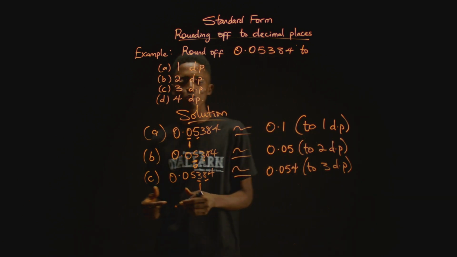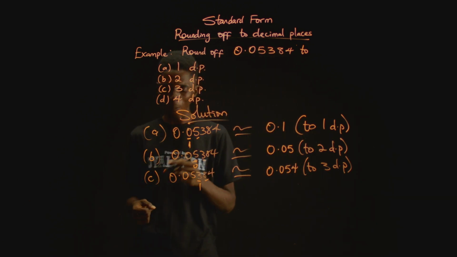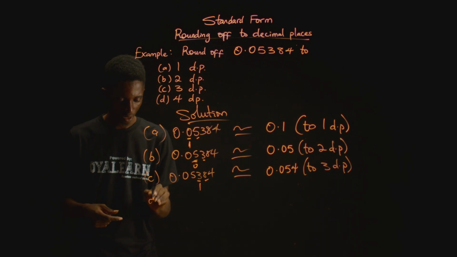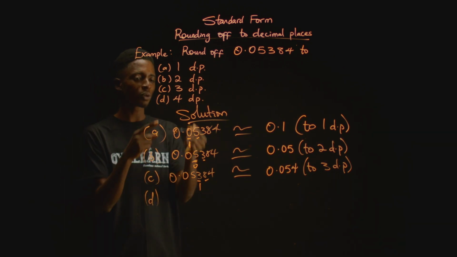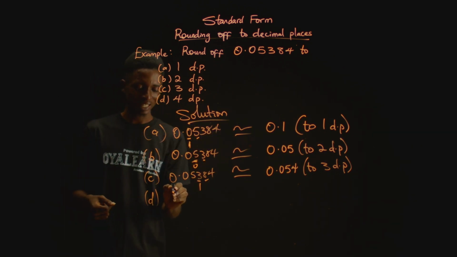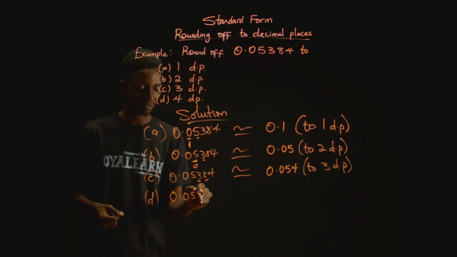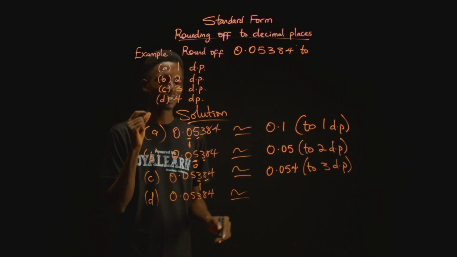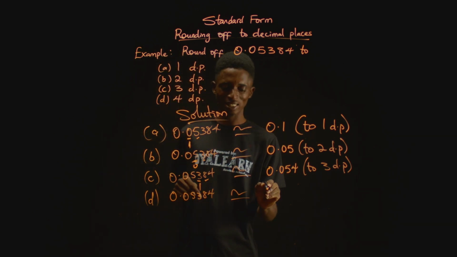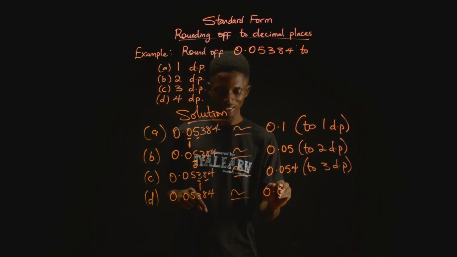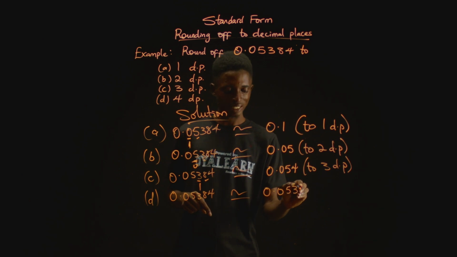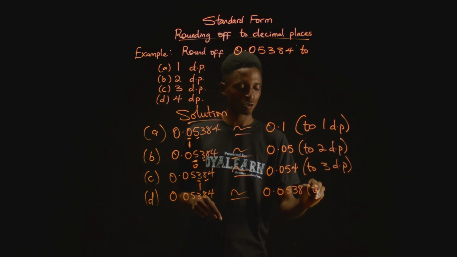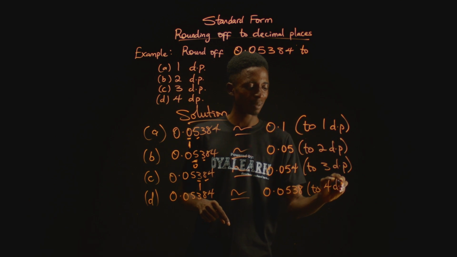You can try the fourth one yourself and see what you get. Compare it with this now. For the fourth one, we are doing to 4 decimal places. That is 0.05384. And when you approximate this to 4 decimal places, you should get 0.0538. And this is to 4 decimal places.